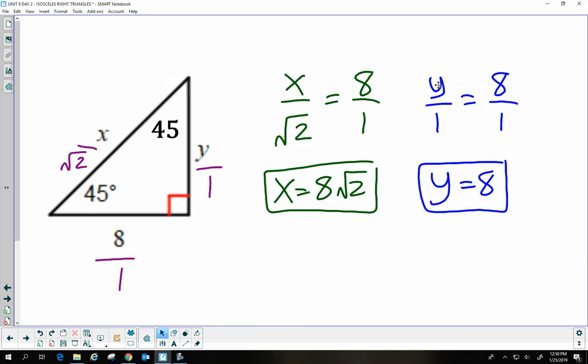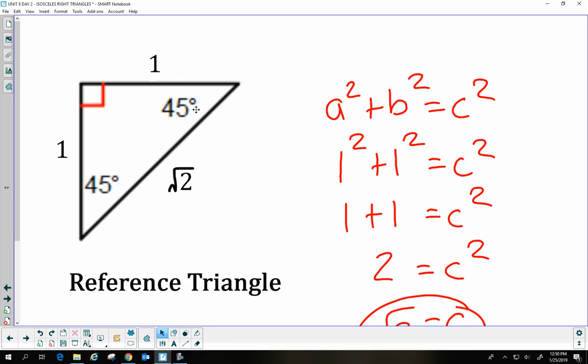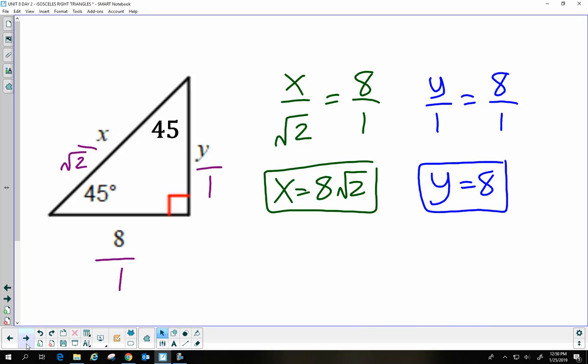We can write a proportion that says y over 1 equals 8 over 1 and figure out that y equals 8. Again, remember, we're allowed to write these proportions because this triangle here is similar to our reference triangle because they have congruent angles.